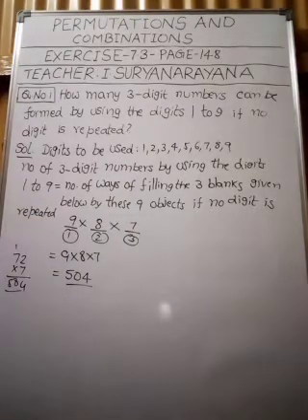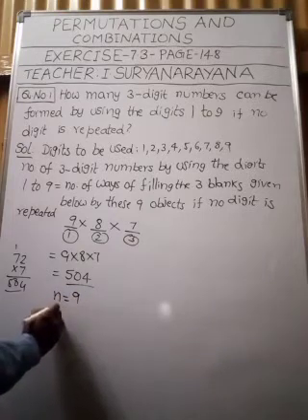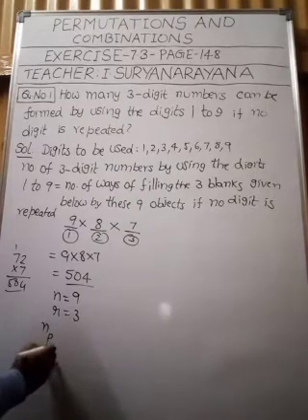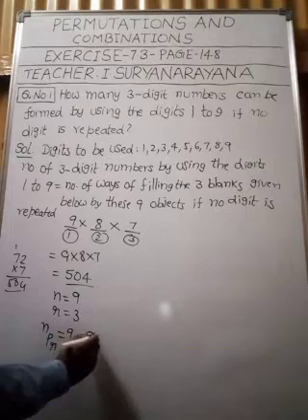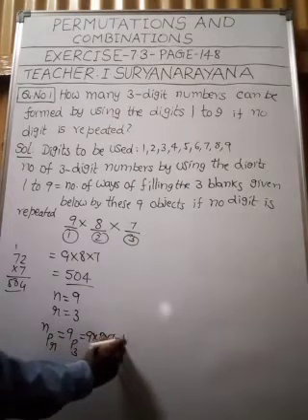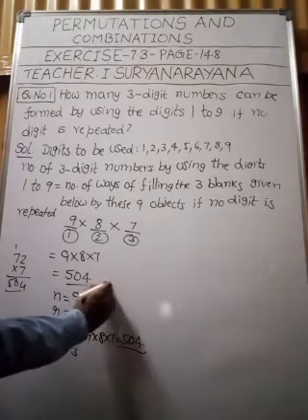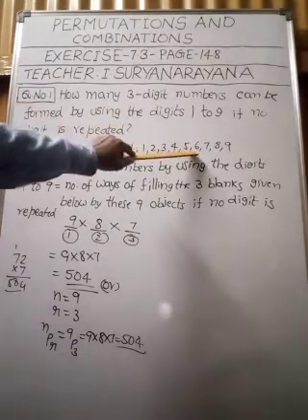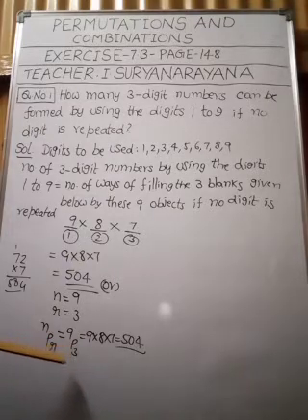Understood, my children? Otherwise, you can use n is equal to 9 and r is equal to 3. So nPr, 9P3, 9 into 8 into 7. You can use this method also, because all the objects are distinct. In this case, we can use this formula. Okay, my children, understood this point? Right.